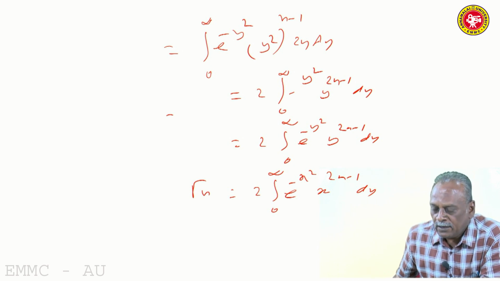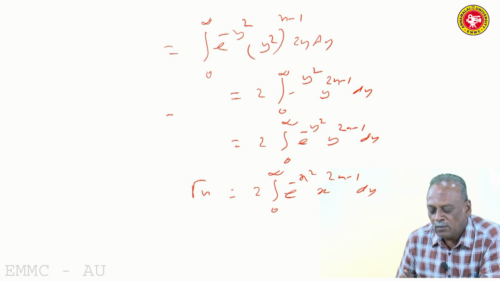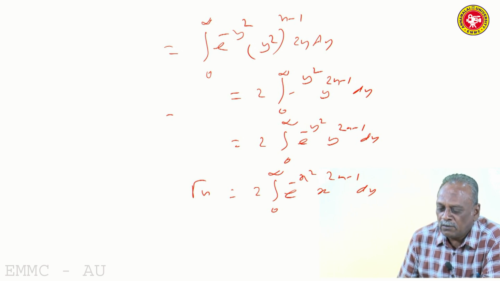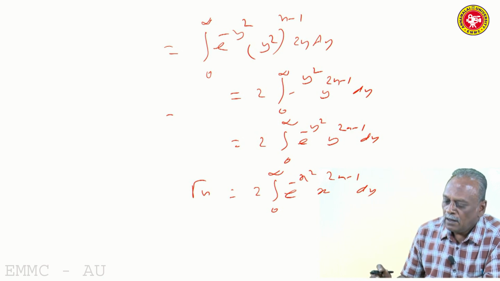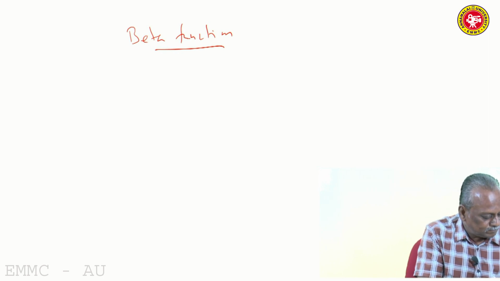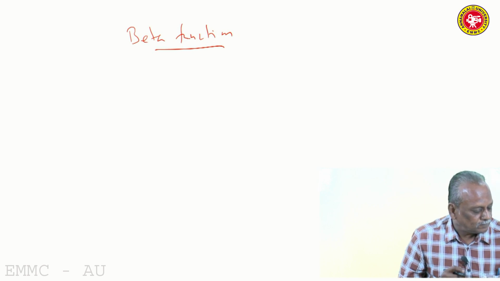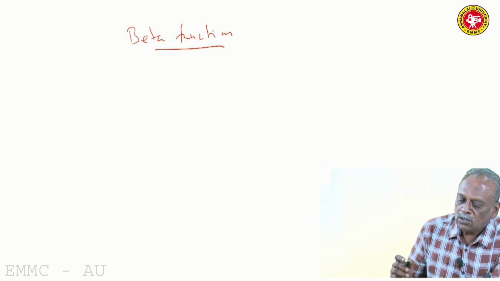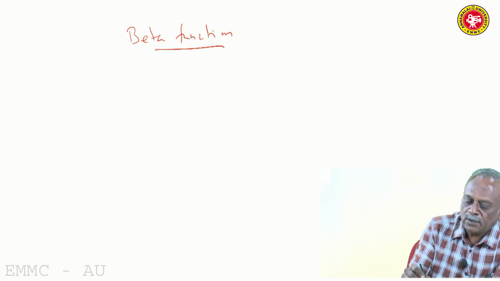Okay. Now we have defined the gamma function and the recurrence relation for the gamma function, found the value of some gamma functions, and proved that gamma 1 by 2 equal to root pi. Next we are going to see the beta function. Before that, we are going to evaluate some problems.